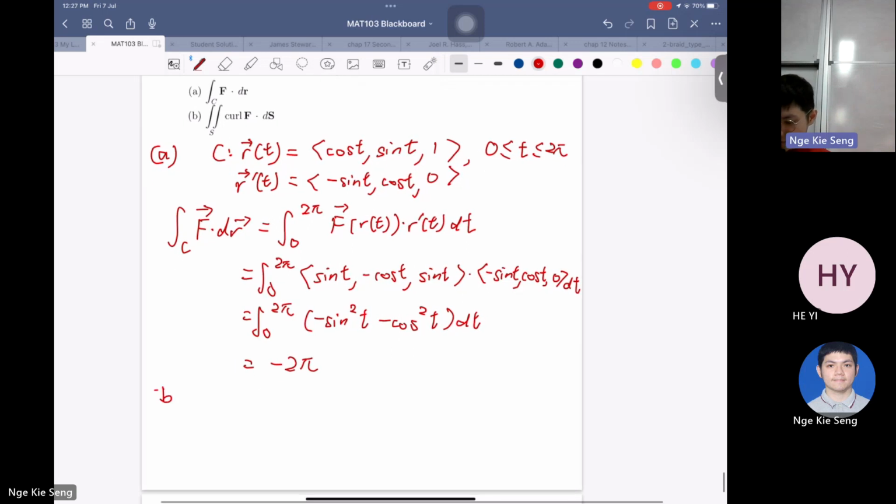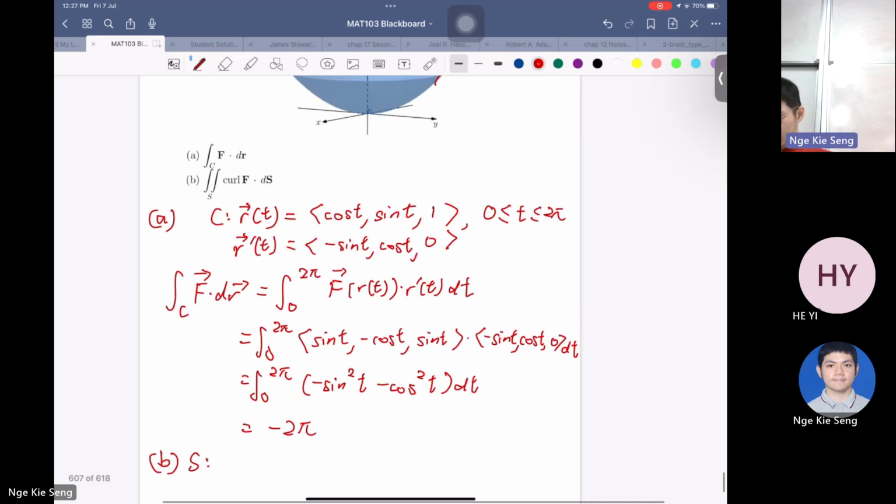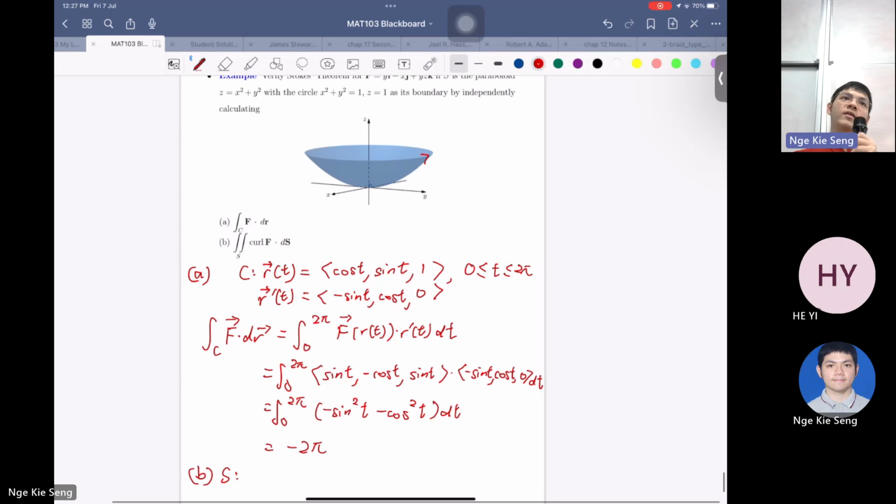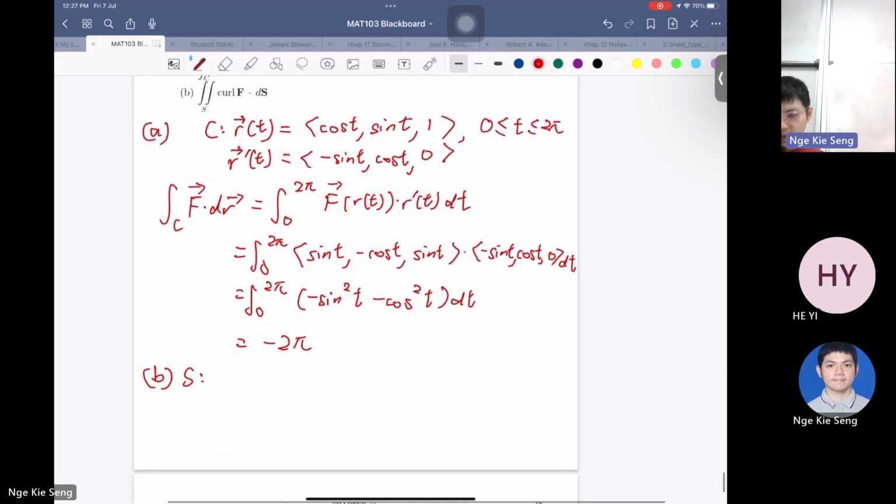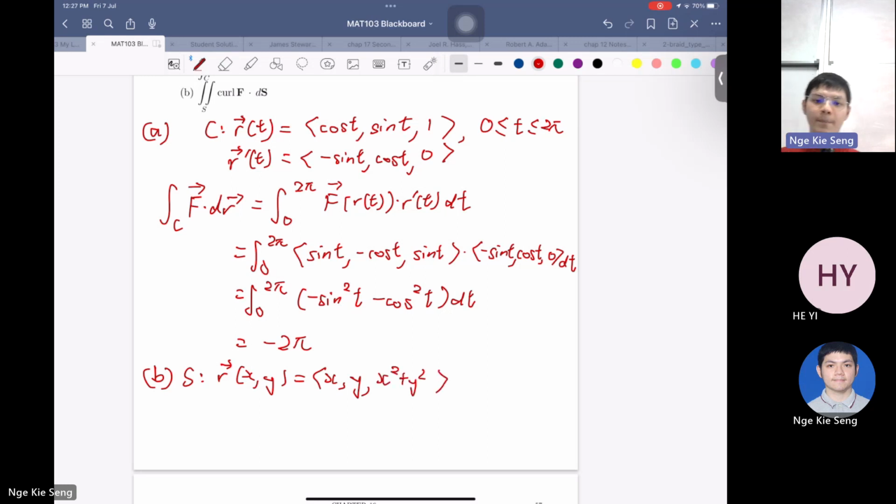On the other hand, we need to do the surface integral here. Same method, same procedure: we need to parameterize our surface. Our surface is z equals x squared plus y squared. This is also the z equals f(x, y) form, so the easiest way to parameterize this surface is using x and y. So you get x, y, and then x squared plus y squared in the z coordinate.